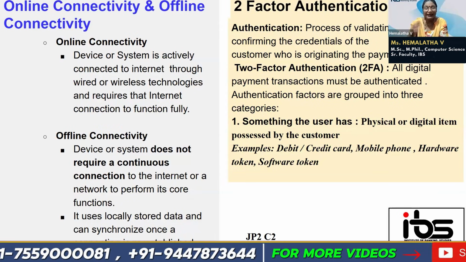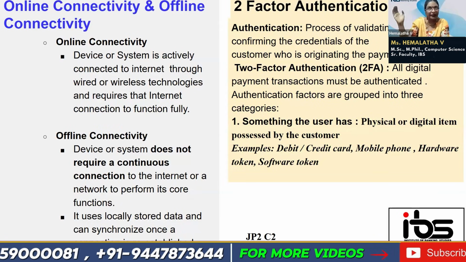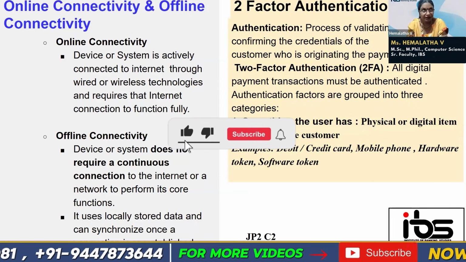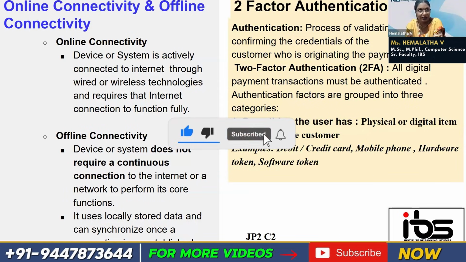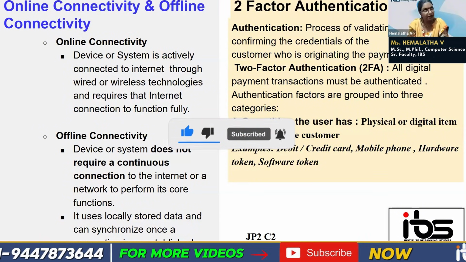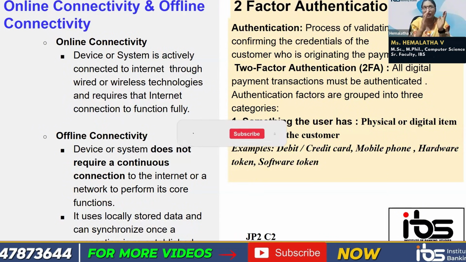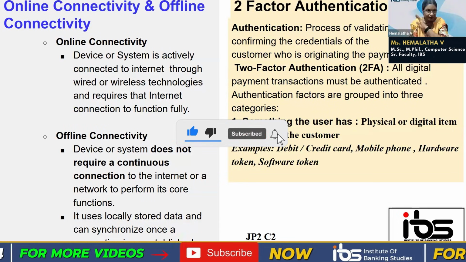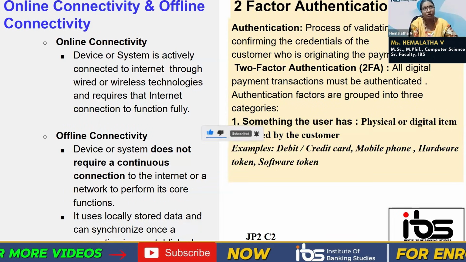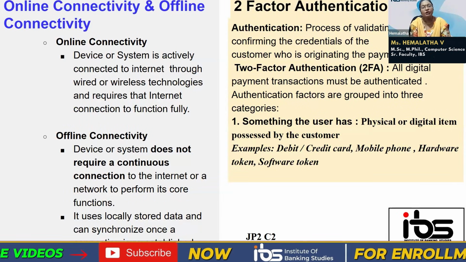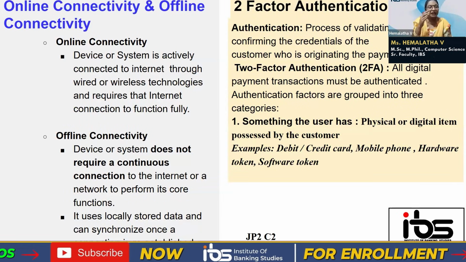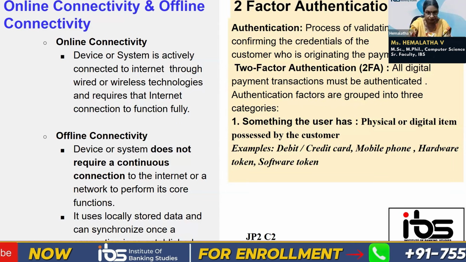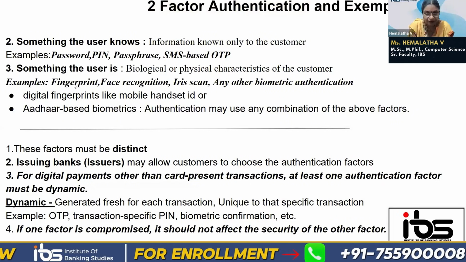It is like interleaved connectivity. You don't connect continuously. You connect for some time, then disconnect, then work on it, then connect again. This is called offline connectivity. So there is a difference between online and offline connectivity. It doesn't mean that offline connectivity will never require an internet connection. Then how will we do the business? We cannot. So it is connected within some interval of time.